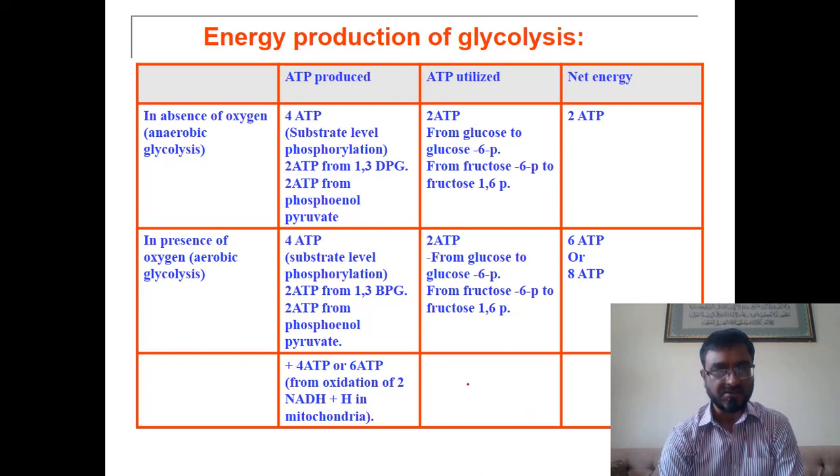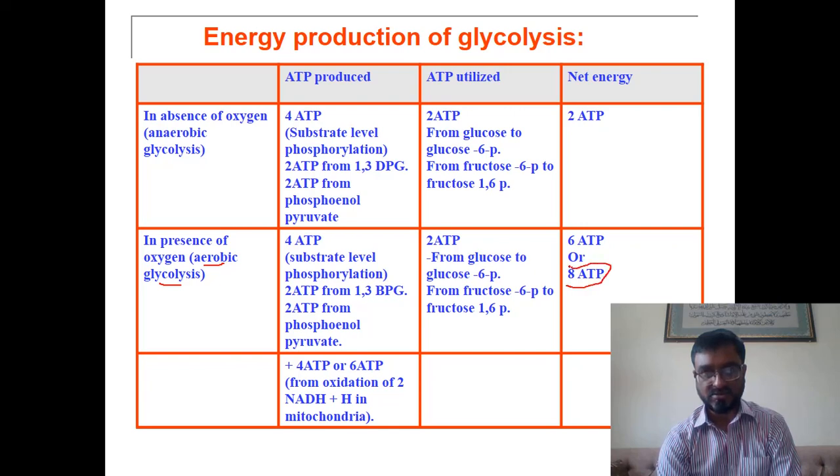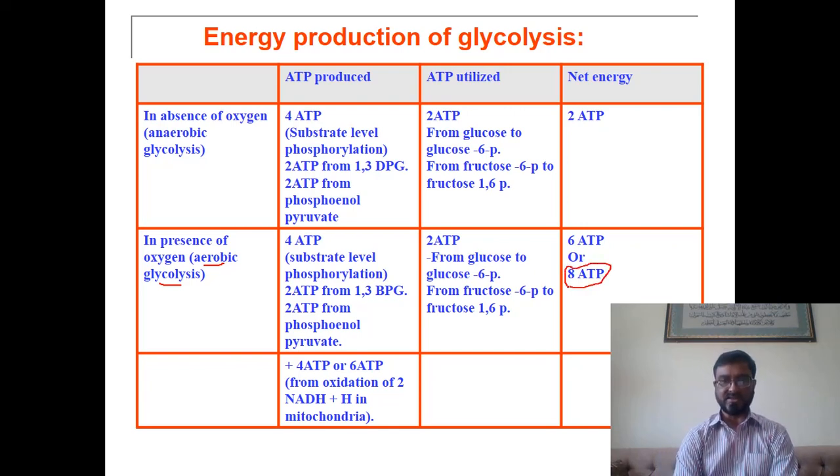But in the case of aerobic glycolysis, which we have discussed earlier, 4 ATP are produced by substrate level phosphorylation: 2 ATP from 1,3-bisphosphoglycerate, 2 ATP from phosphoenol pyruvate. And how much ATP is utilized? 2 ATPs in the first 5 reactions, from glucose to glucose 6 phosphate, and from fructose 6 phosphate to fructose 1,6-bisphosphate. You can see the reaction. So the net ATP that is produced is 8 ATPs.